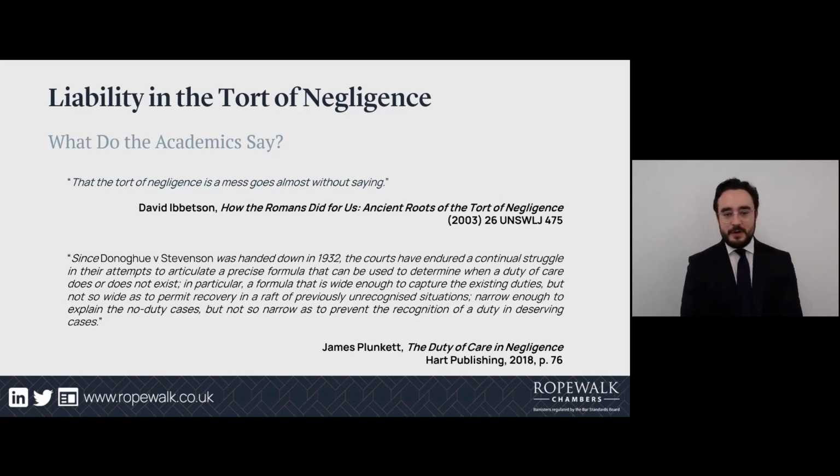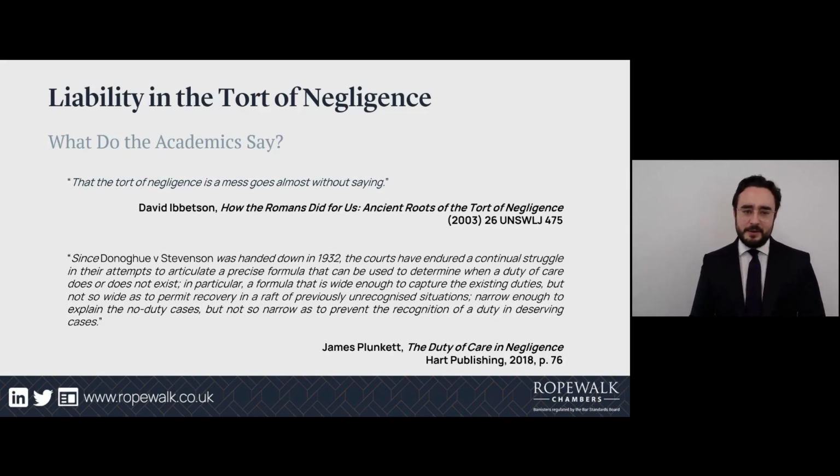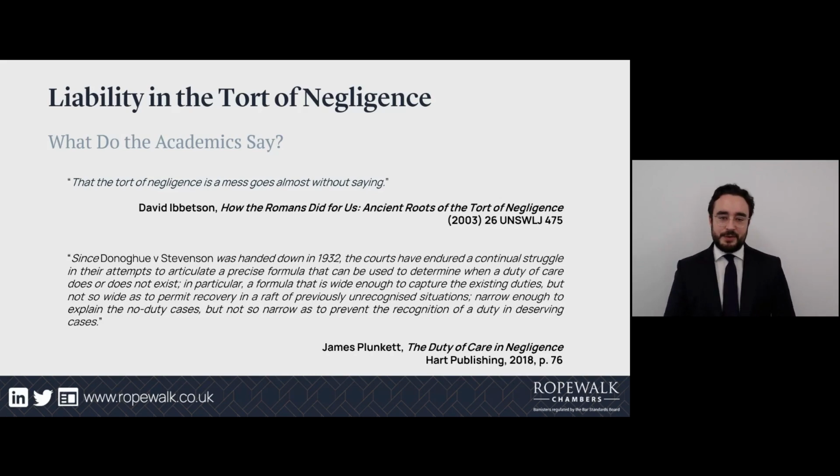But what's articulated there is the reason why the tort of negligence is a bit of a mess. Since Donoghue and Stevenson, now over 90 years ago, there's been a continual struggle by the courts to articulate a precise formula to capture when a duty of care does or does not exist. And the reasons for that are set out there, and it's because you have to draw a balance between capturing existing duties and permitting recognition of a duty in deserving cases, as he puts it, but at the same time excluding cases where there is no previously recognised duty, and also making sure that the tort is not open-ended and doesn't simply expand to an unwieldy degree. So it's a difficult balance for the courts to maintain, and that's the struggle that we will see when we look at how this has been dealt with in the Supreme Court.